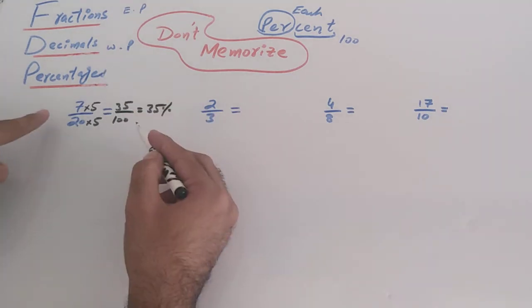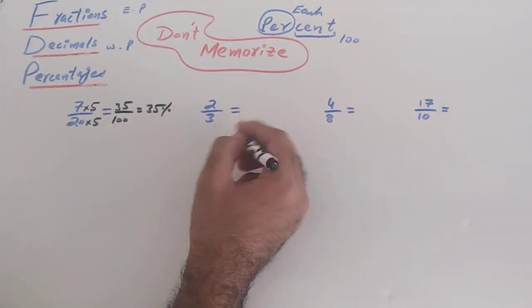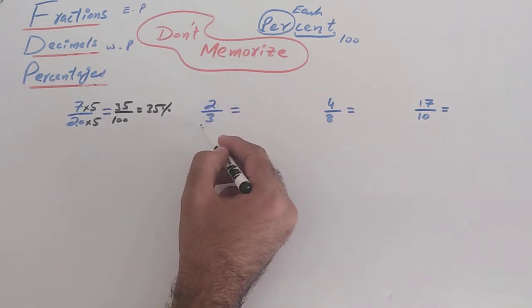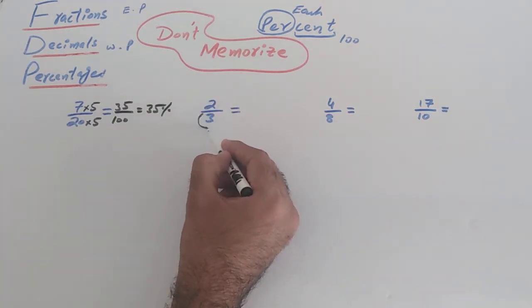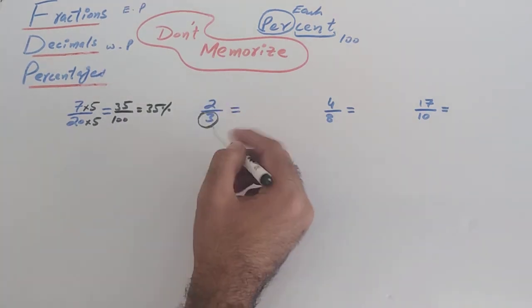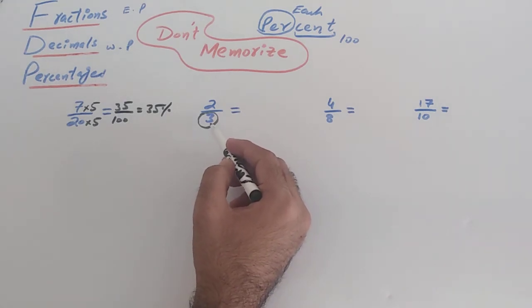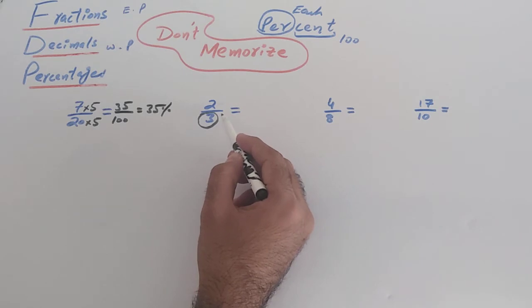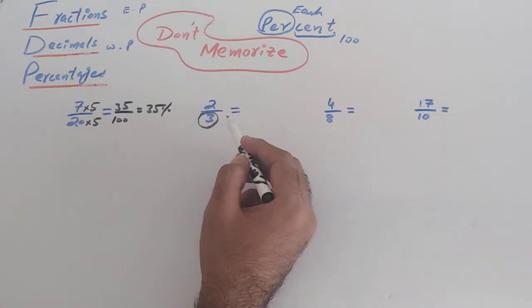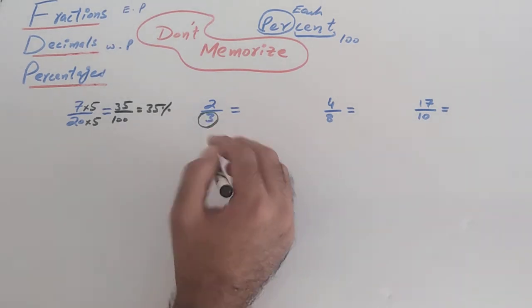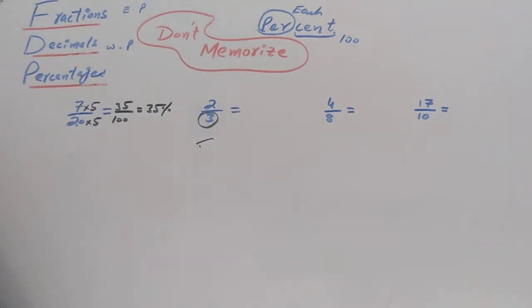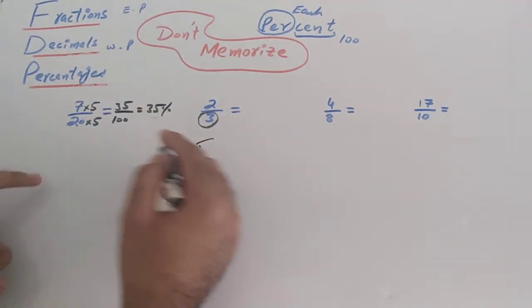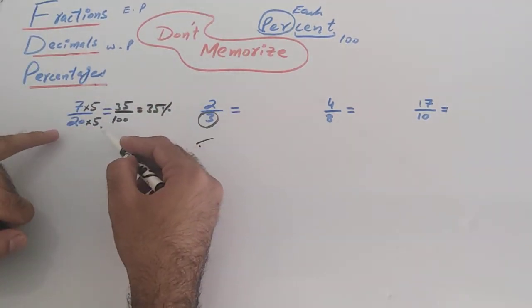But what happens if you see a fraction where the denominator is 3? Now you can see 3 doesn't go into 10, so it cannot be tenths. 3 doesn't go into 100, so it cannot be hundredths. 3 doesn't go into 1000, so it cannot be thousandths. So it's nearly impossible to do it that way. Then what you can do is check the other way to get the percentages.